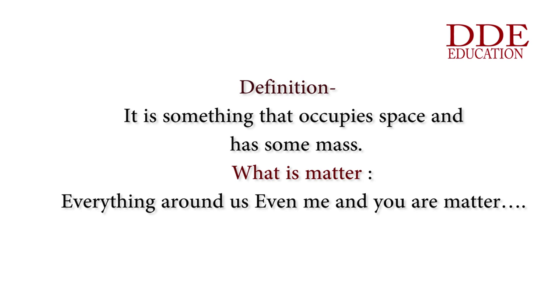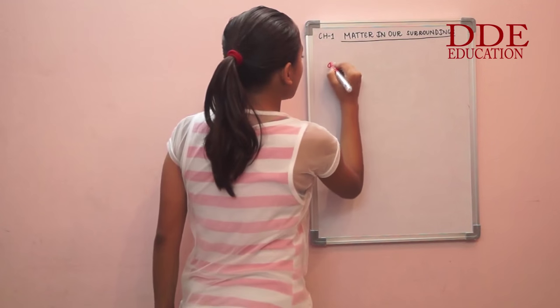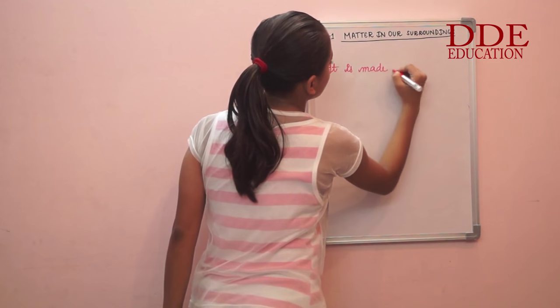This duster is matter. This sketch pen is matter. I am matter and you are too. So, matter is something that occupies space and has some mass. It also has some characteristics. The first characteristic of matter is that it is made up of particles.